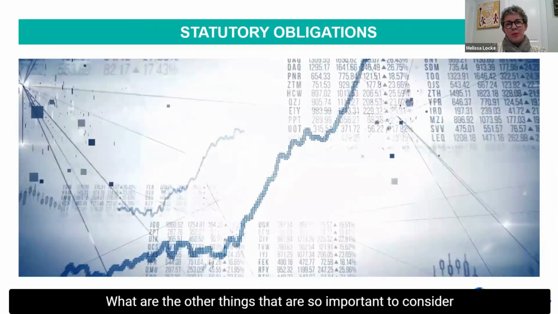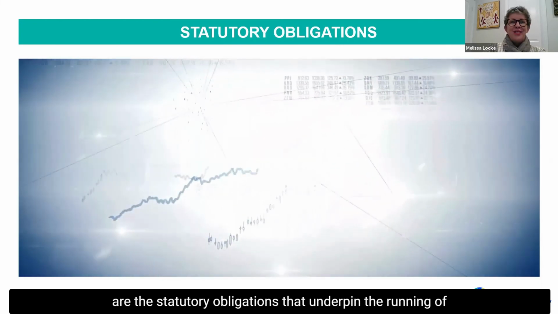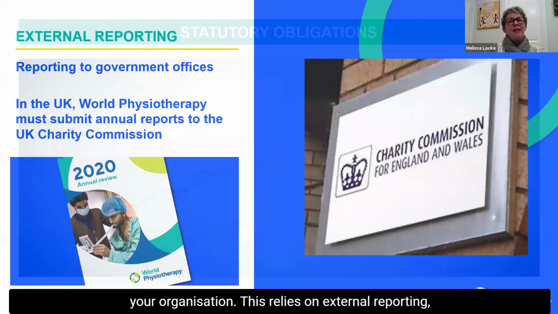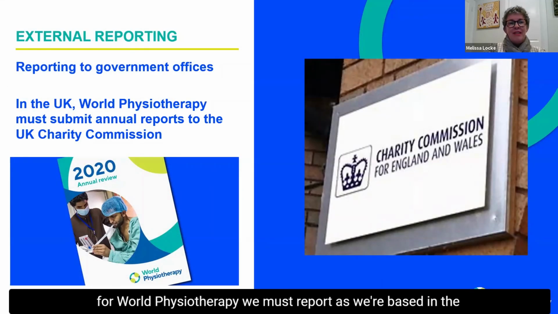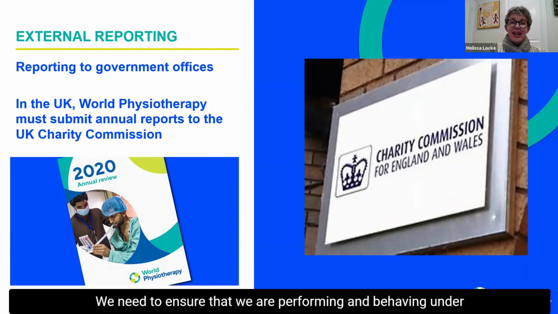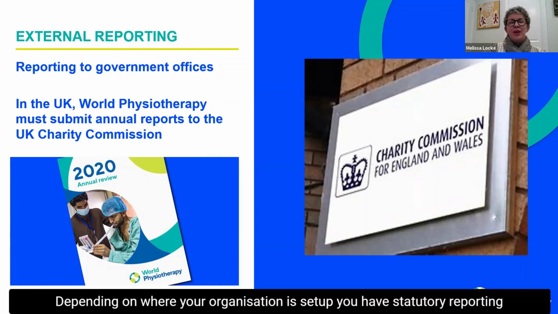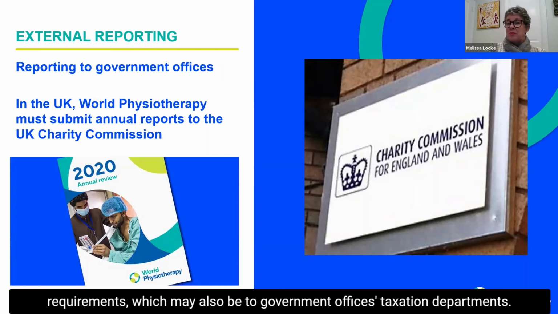One of the other things that are so important to consider are the statutory obligations that underpin the running of your organisation. This relies on external reporting. For World Physiotherapy, as we're based in the UK, we must report to the Charity Commission for England and Wales. And we submit annual reports to the UK Charity Commission and need to ensure that we are performing and behaving under their guidelines because we are a charity within the UK. Depending where your organisation is set up, you have statutory reporting requirements, which may also be to government offices, taxation departments.